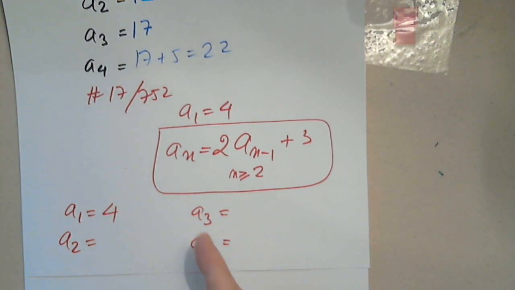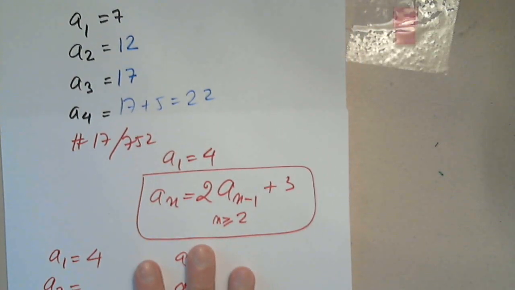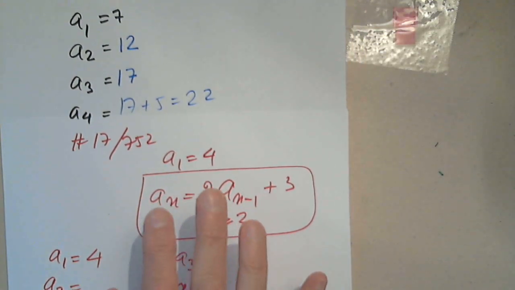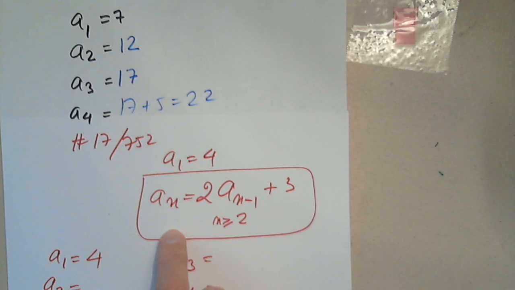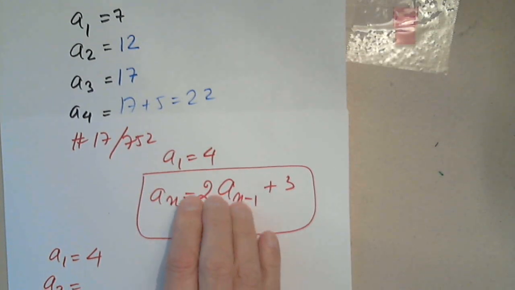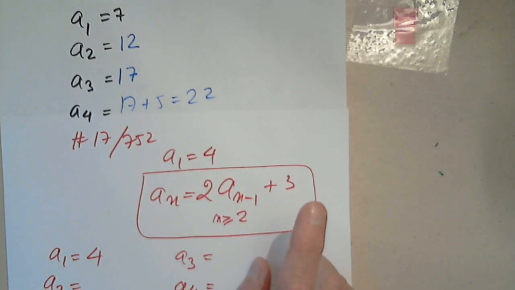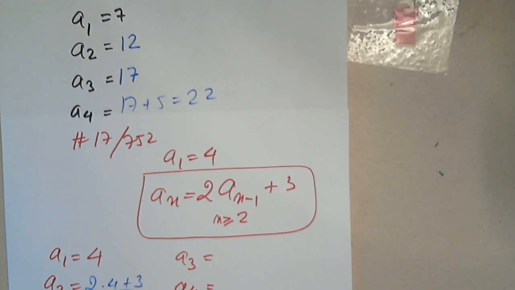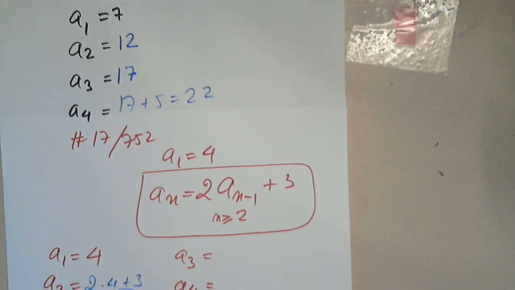I look at the formula to understand the pattern. The pattern says any term of the sequence will be obtained by multiplying the previous term of the sequence by 2, and the result adds 3. So can anyone give us a sub 2? 11. Yes, because it will be 2 times 4, 2 times the previous term, and plus 3, which will be indeed 11. What about a sub 3?